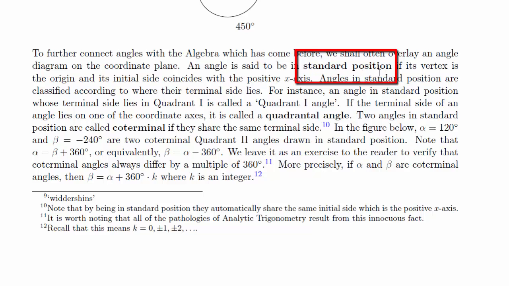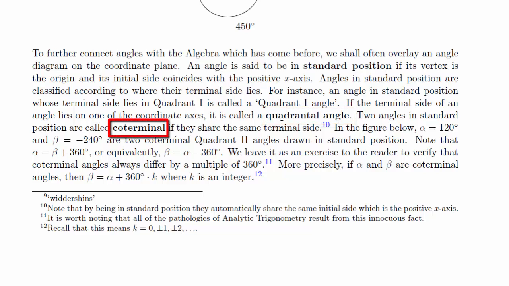An angle is in standard position when its vertex is the origin and its initial side coincides with the positive x-axis. Angles in standard position can be classified based on where their terminal side lies. For example, if the terminal side lies in the first quadrant, we can call the angle a quadrant 1 angle. If the terminal side of an angle lies on one of the coordinate axes, then the angle is a quadrantal angle. An example of a quadrantal angle is the 0 degree angle. Likewise, 90 degrees, 180 degrees, 270 degrees, and so on are also quadrantal angles.